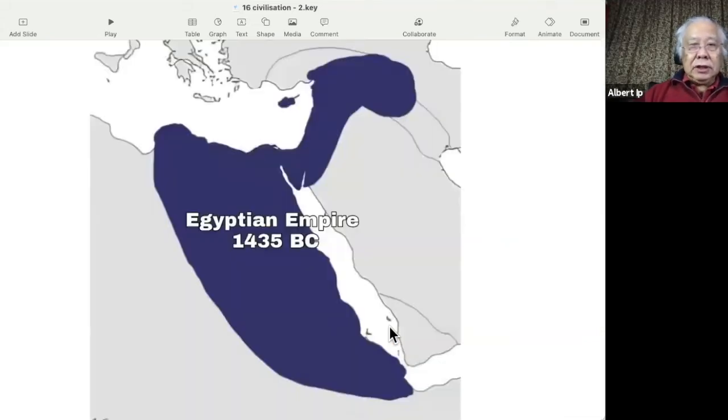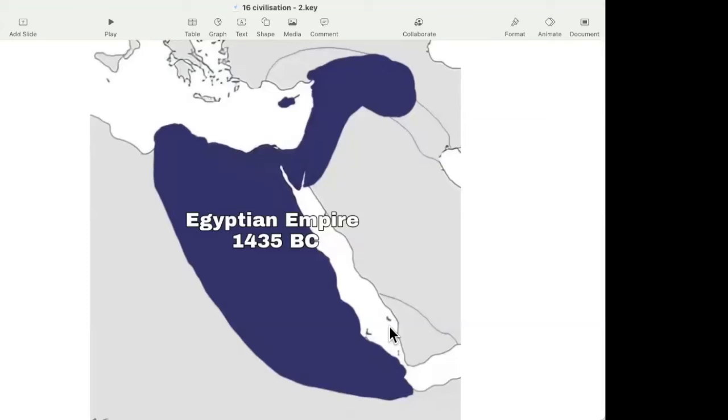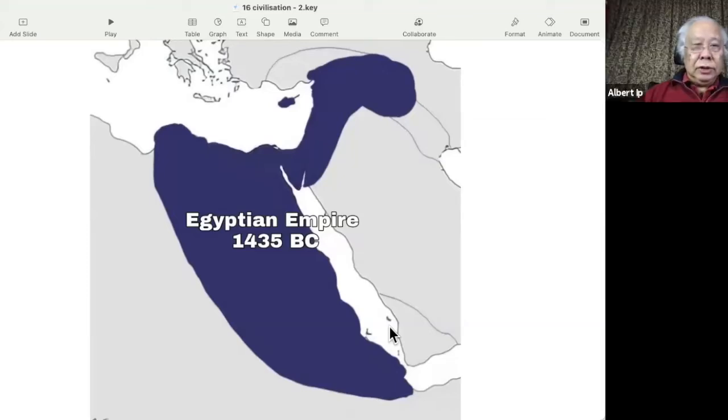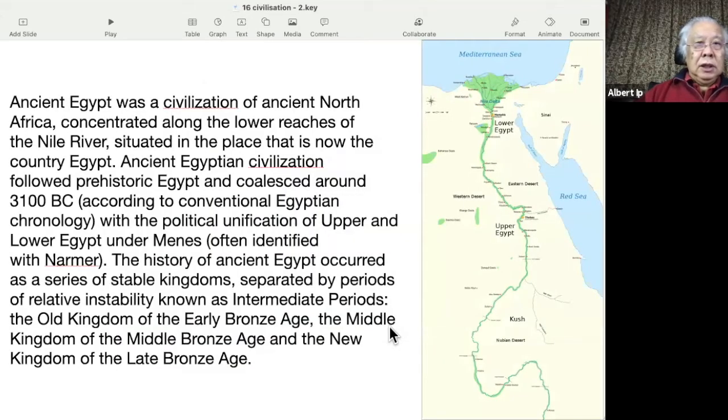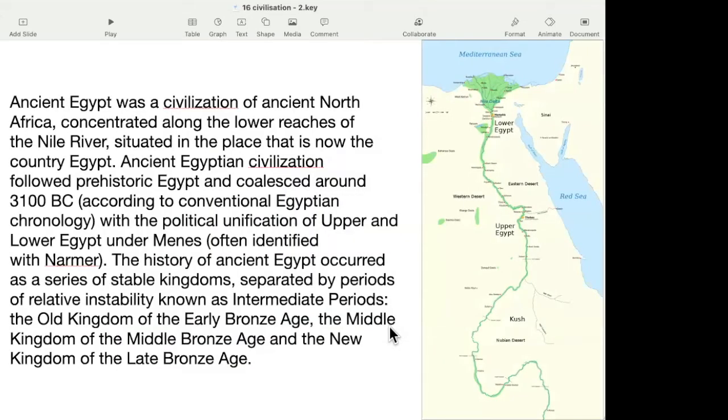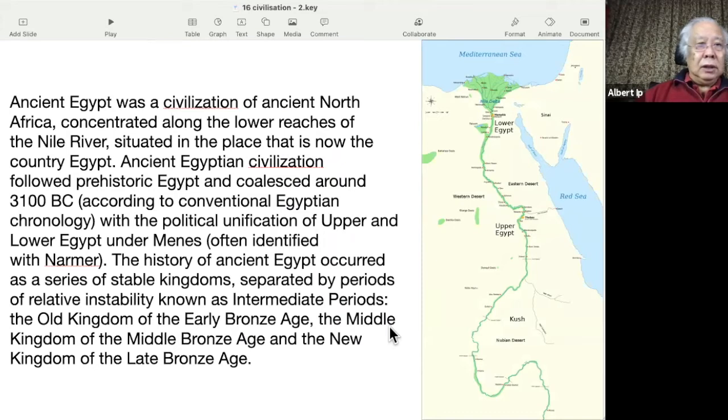The first one is the Egyptian Empire. That's about 3,500 years ago. The white area is the sea, and the dark blue is the empire. So it is a very large empire at that stage. It is in North Africa, concentrated along the lower reaches of the Nile River.